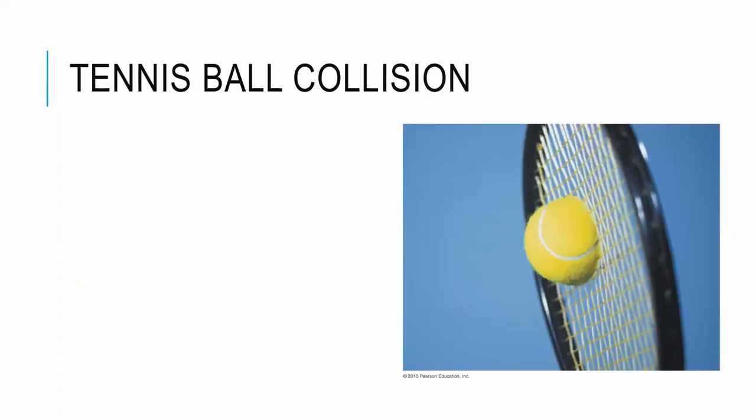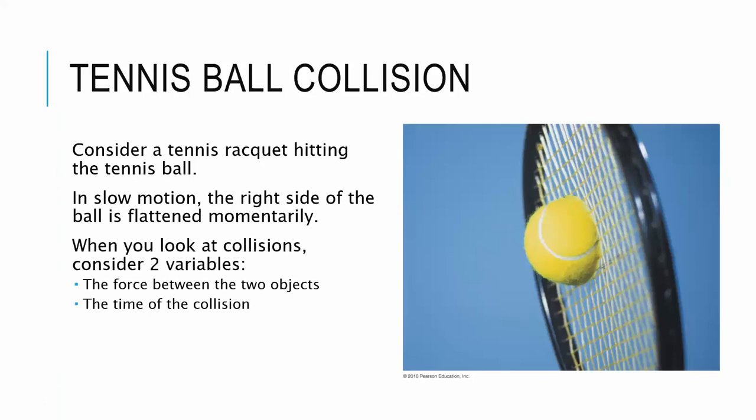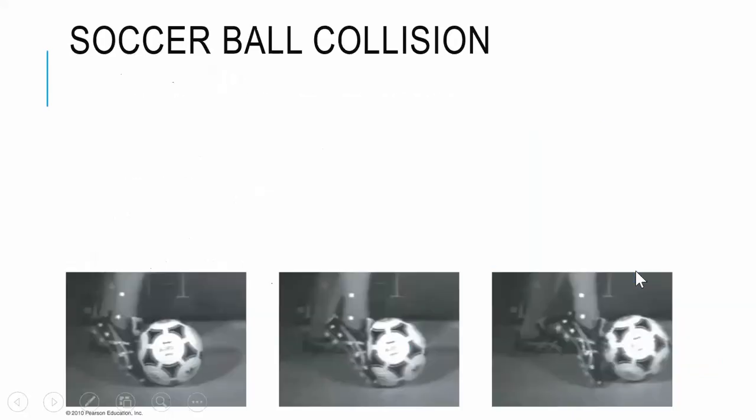For example, if I have a tennis racket hitting a tennis ball. In slow motion, we could take a picture and it looks like this on the screen. So the ball is flattened just for a very short moment before it projects off of the racket. When you look at the collisions between the racket and the ball, we're going to look at two different variables: the force between the two objects, that's the force from the racket to the ball and from the ball to the racket, and the time that the collision takes place.